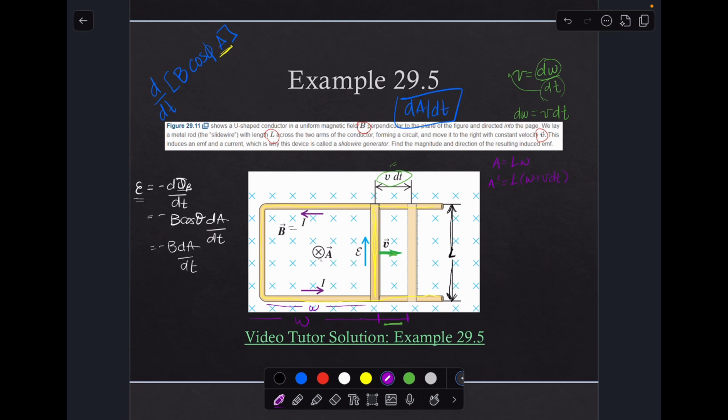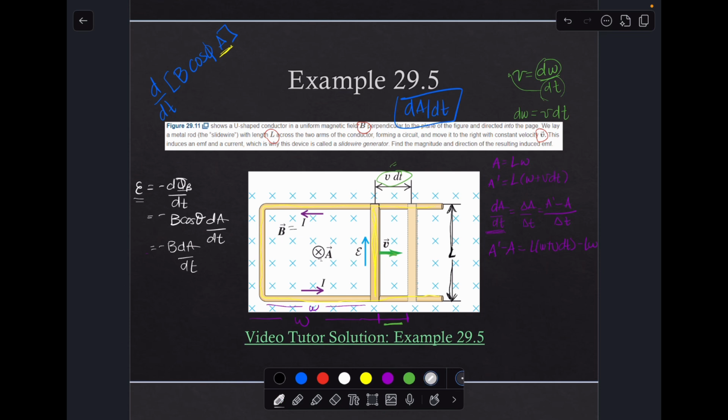Then, since we have the area at two different points in time, we can write dA dt as delta A over delta t, where delta is final minus initial. So that would be the final area minus the initial area over the time it took to change the area. All of this is going to turn into dA dt, and I'm going to plug it back into epsilon over here on the left. So let's do A prime minus A. A prime minus A is going to be L times W plus V dt, minus LW.